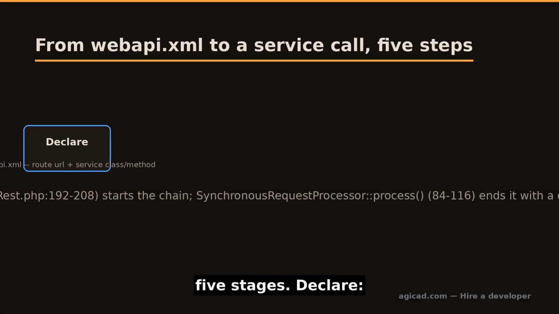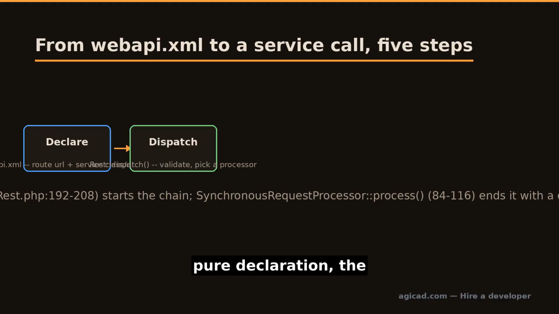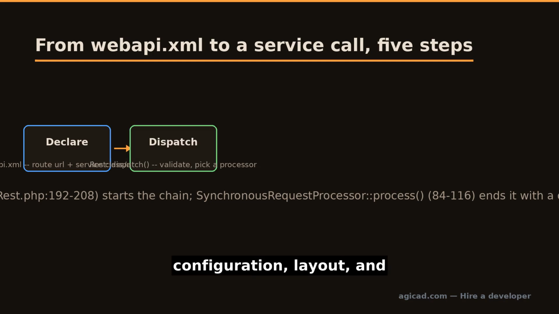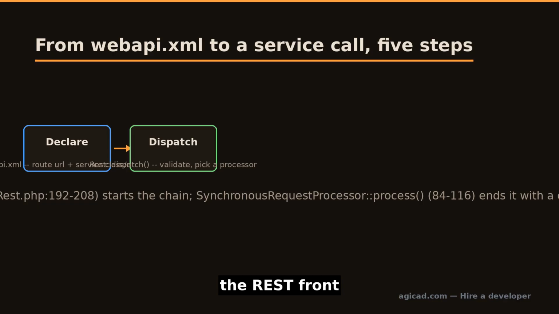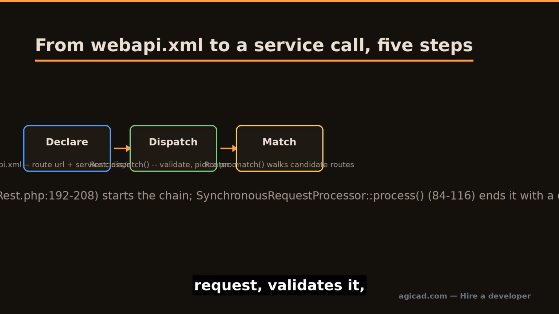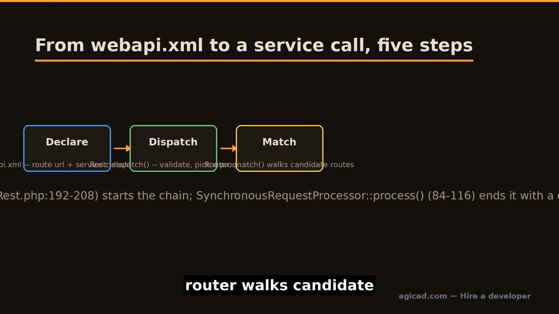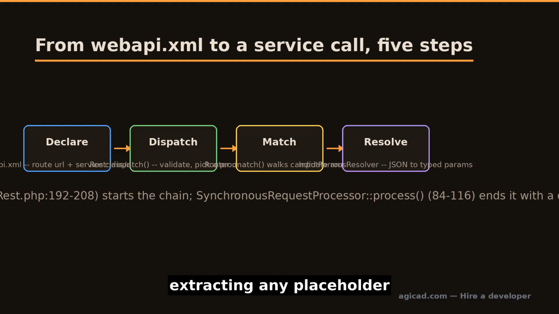Strip away the code and every REST call crosses 5 stages. Declare: a module ships a webapi.xml file mapping a URL and an HTTP method onto a service class and method, pure declaration, the same pattern this series has seen for DI configuration, layout, and admin grids. Dispatch: the REST front controller receives the request, validates it, and picks a processor from a pool. Match: the router walks candidate routes until one matches the path, extracting any placeholder values along the way.